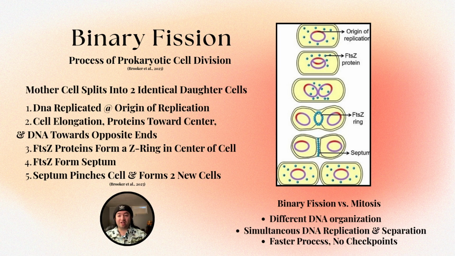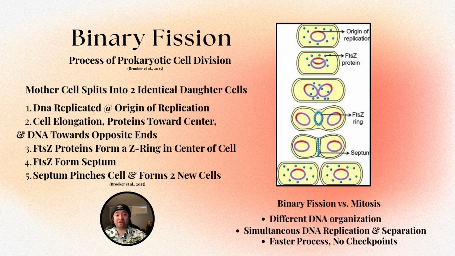Next, in step 3, FtsZ proteins form a Z ring in the center of the cell. This ring then forms a septum, and the septum pinches the cell and forms two new cells. This is depicted in this image here on the right.